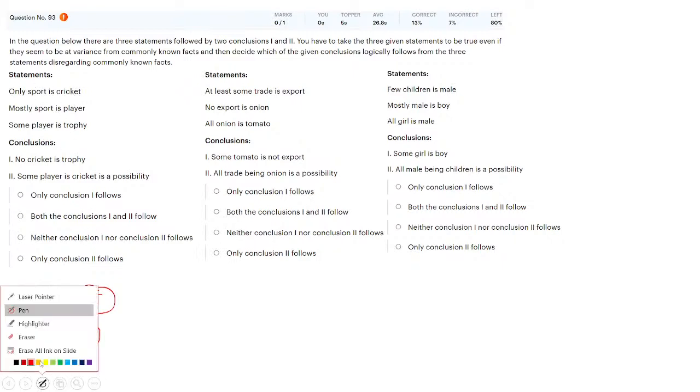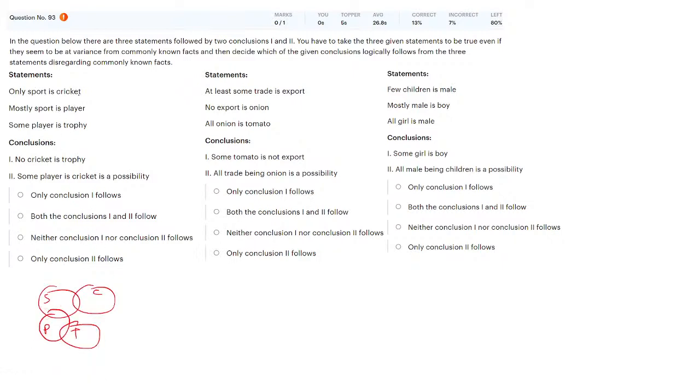Only sport is cricket. That means if there is any common region with the cricket portion, that is only with the sport part, no other. This player or trophy part would not have any common region with cricket. Okay, keep this in mind.